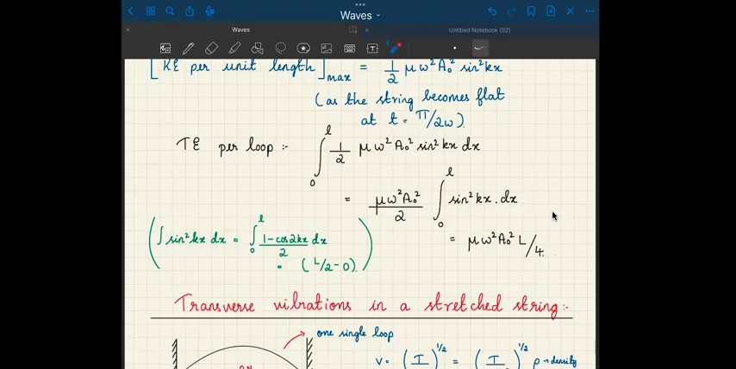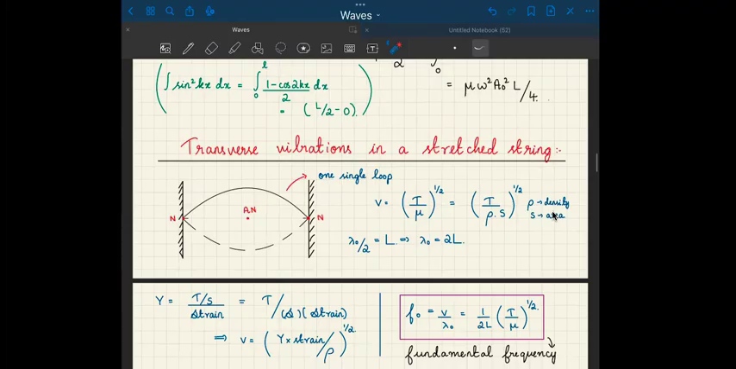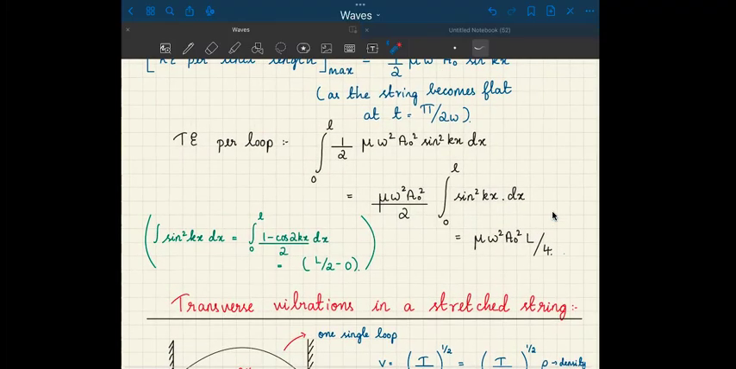Any doubts? You ask me. So therefore, you will get this relation. And you should remember this relation, by the way. Total energy per loop is mu omega square A naught square L by 4. L stands for the length of the loop. Next. So till this point, any doubt, please ask me. Don't worry, I'll post you the notes. But I'll post you notes only for this set. Please remember.